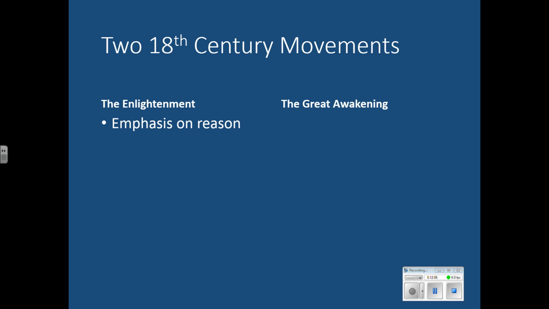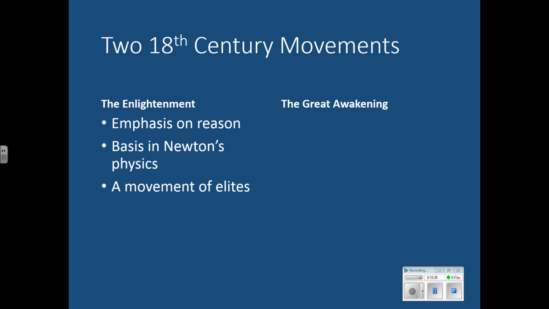Now, this doesn't necessarily mean that they didn't believe in God. Some did. Some believed in a different kind of God. But the point is, they believed in science and in laws that governed nature, the natural world. They based their belief in Isaac Newton's physics. And this was mostly a movement of elites, of intellectual leaders, of highly educated people. And this is one of the important parts of the background of the American Revolution.